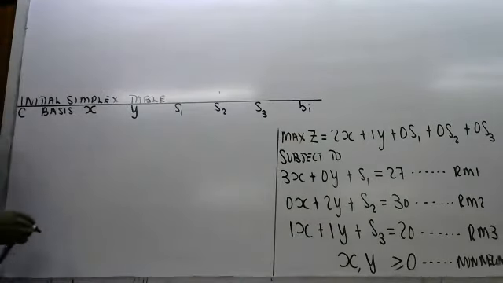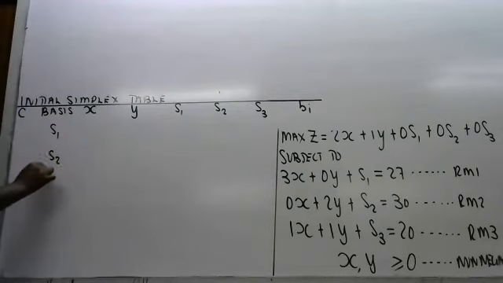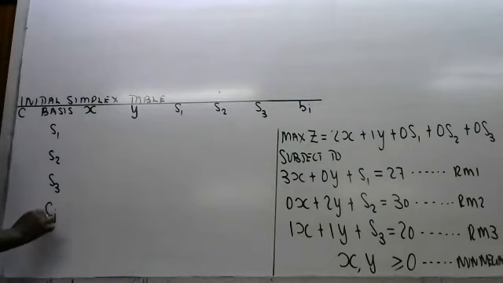Those are the titles. Then for the rows, we just bring the slack variables: S1, S2, S3, then we have CJ, ZJ, and BJ.